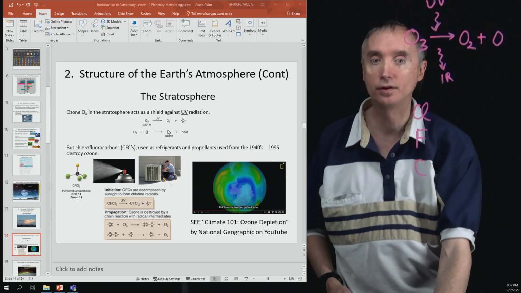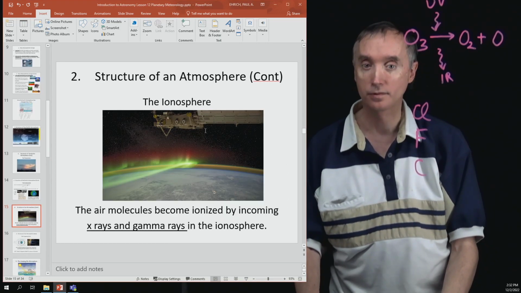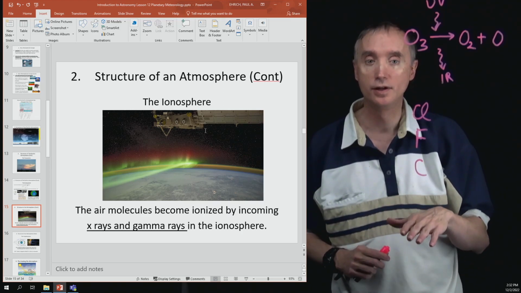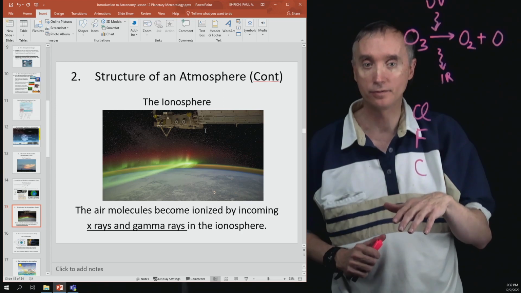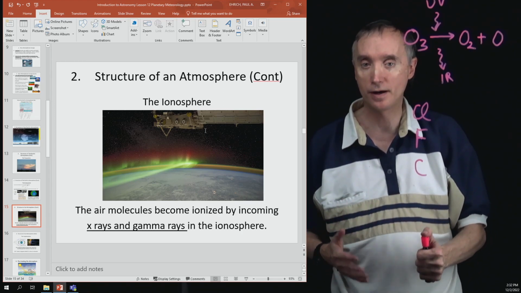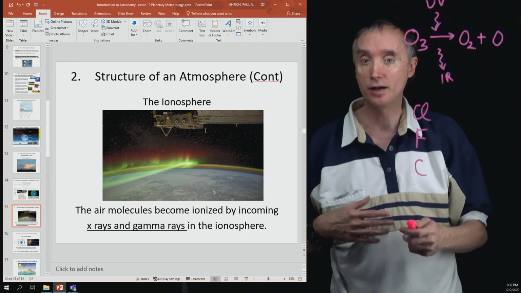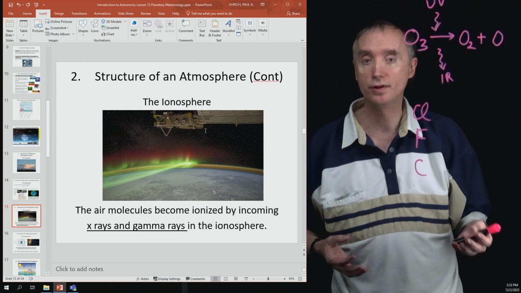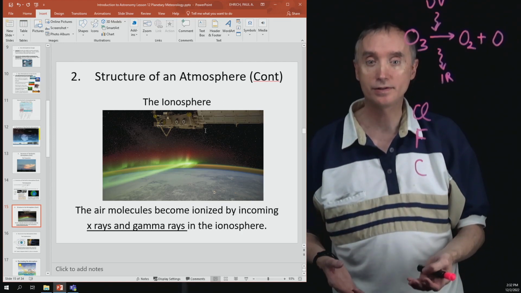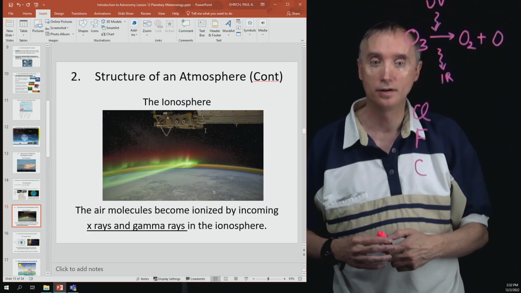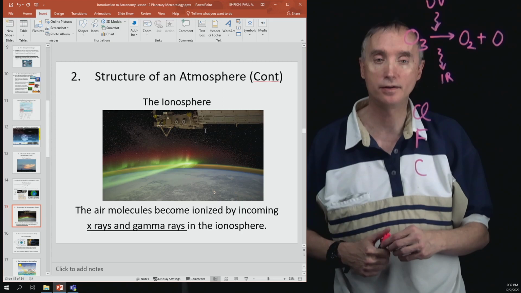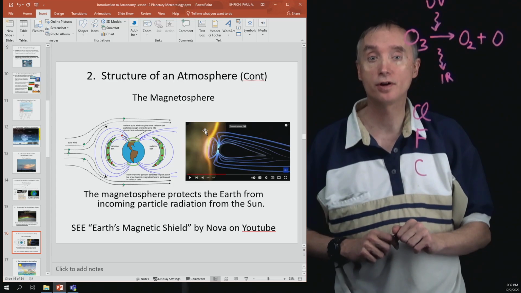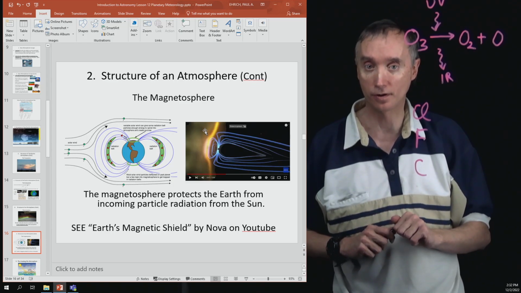So let's take a look here at the ionosphere. That was the level above the stratosphere, and this is the part that gets bombarded by X-rays and gamma rays and becomes ionized. And then when those electrons reattach, you get your light, and so these are the auroras. That's a picture taken from space. Okay, in our next segment, we're going to talk about the magnetic field of the Earth and what it does.